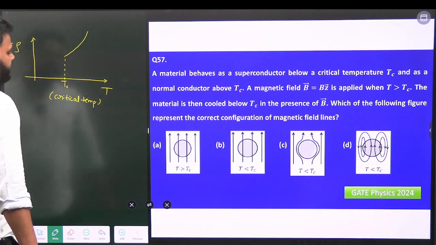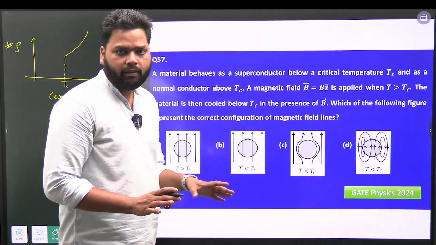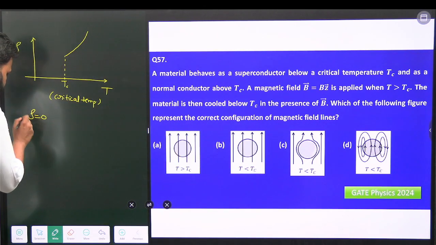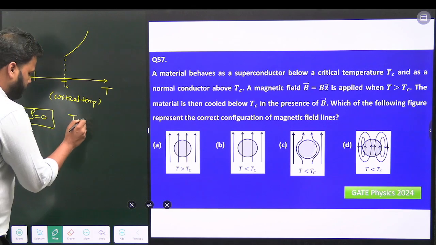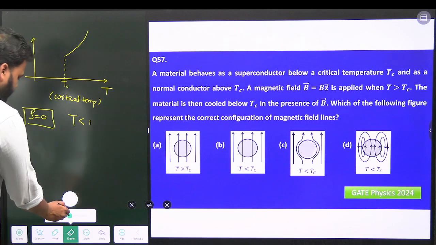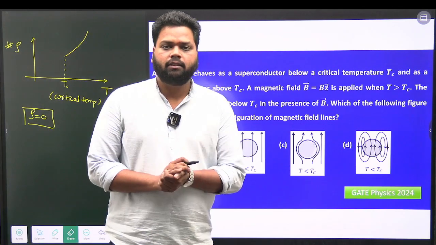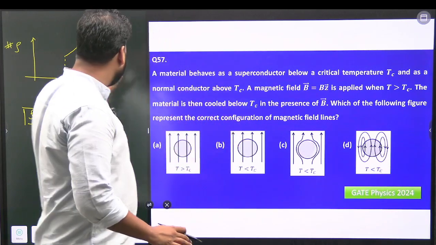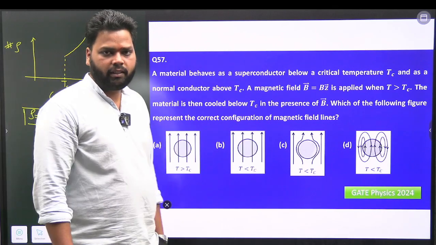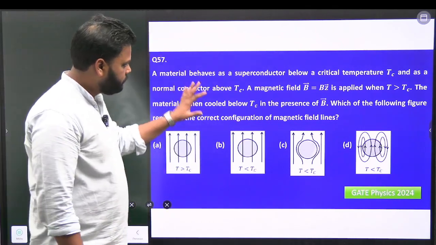Below this temperature, it has been seen that the resistivity of certain materials becomes perfectly zero. That means there is no resistivity below Tc. This phenomenon is known as superconductivity, and such materials which exhibit this phenomenon are known as superconductors. Now I am coming to this question.